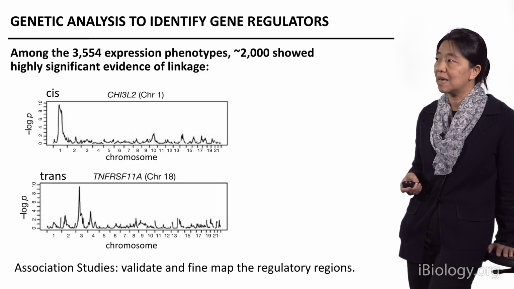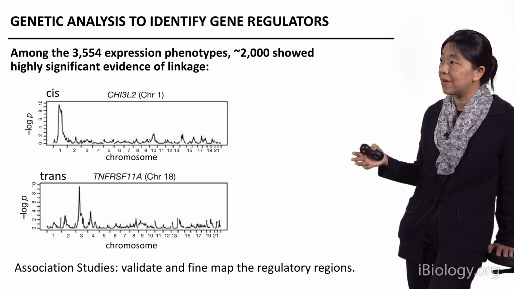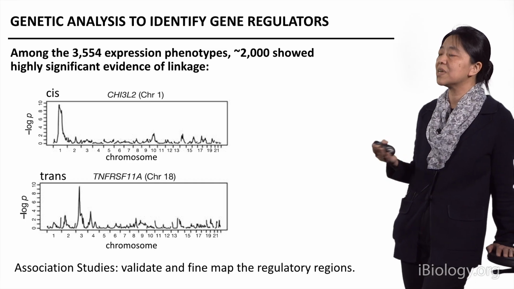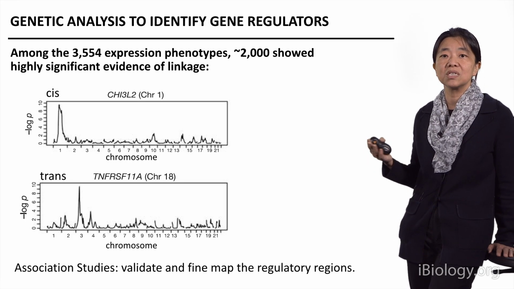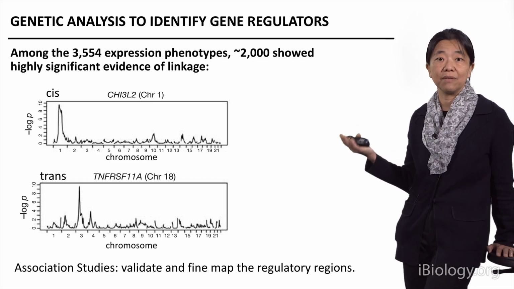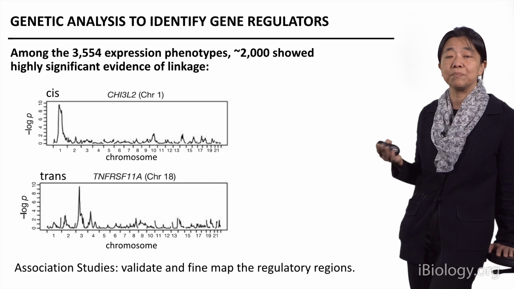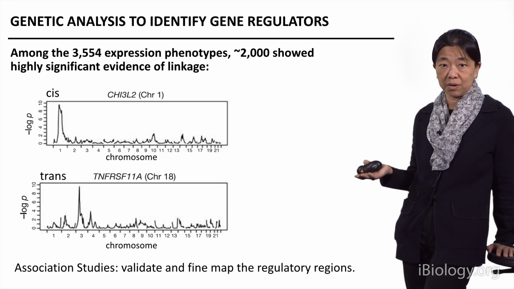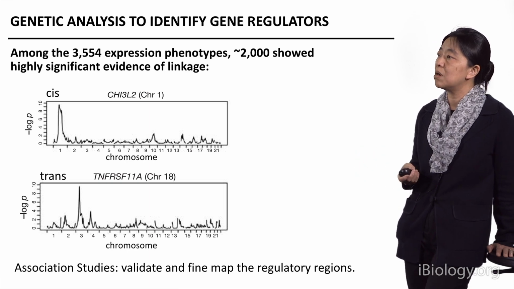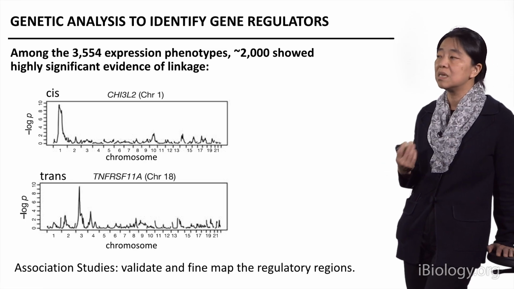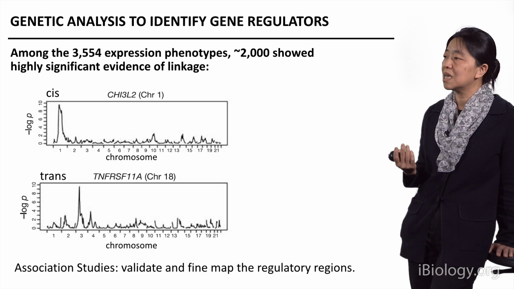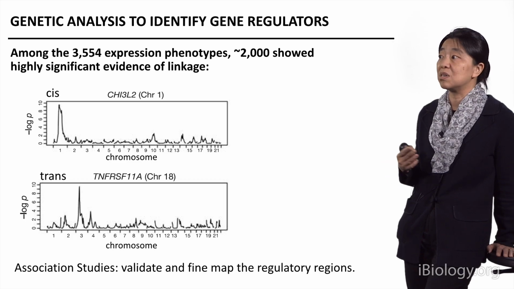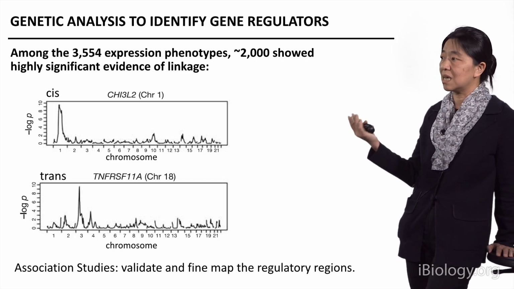Shown here are examples where, over the 3,500 expression phenotypes we analyzed, over 2,000 of them give us significant regions of linkage. These are regions that segregate with the expression level of genes, and on the y-axis are the p-values of how strongly those chromosomal regions segregate with the expression level of a particular gene. So for example, here, CHI3L2, the gene is on chromosome 1. By genetic linkage analysis, we identify the regulation is also somewhere on chromosome 1, actually very close to the gene itself, suggesting it's cis-regulated.